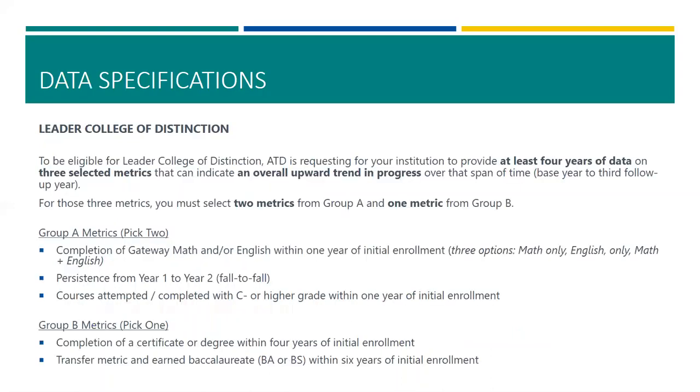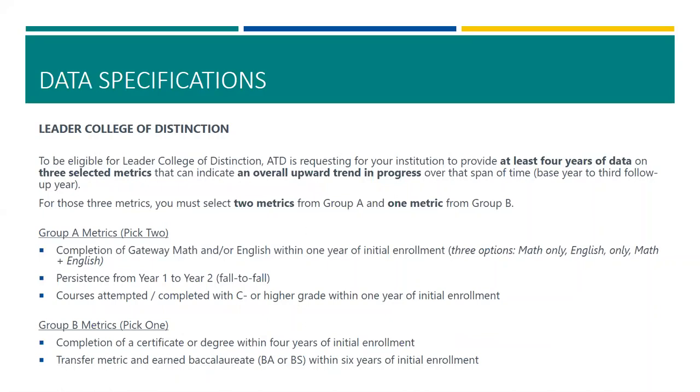For Leader College of Distinction, it is a very similar process, but we have one additional metric and are asking for showing upward trends with at least 3 of these selected metrics. Therefore, we separate it into Group A metrics and Group B metrics. For Leader College of Distinction, we're asking to pick 2 from Group A. These are all metrics that you've seen before, so it's Gateway Math, persistence from year 1 to year 2, courses attempted completed with a C- or higher. Pick 2 out of 3 from this group if you're going for Leader College of Distinction.